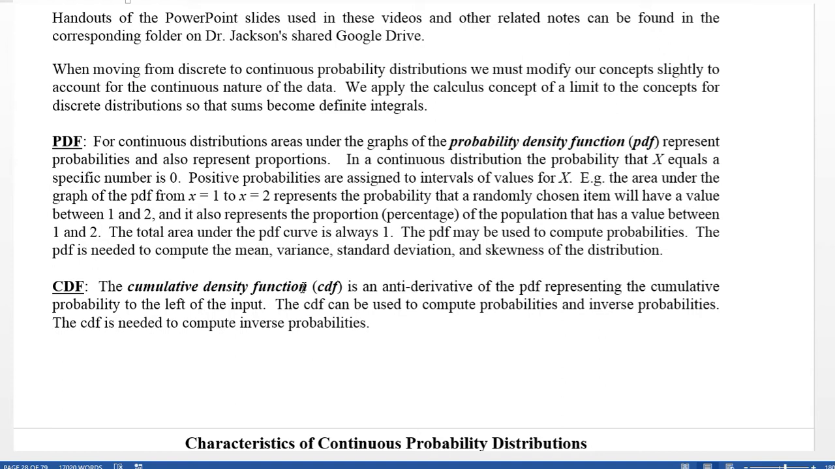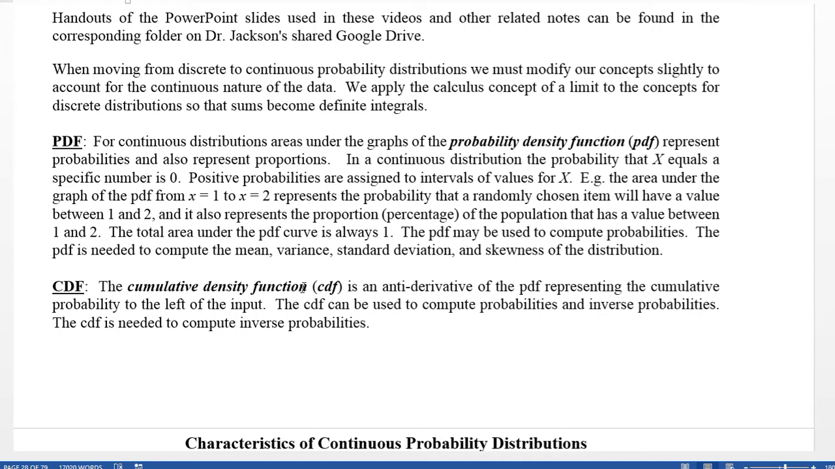So for example, the area under the graph of the PDF from x equals 1 to 2 and above the x-axis represents the probability that a randomly chosen item will have an x value that's somewhere between 1 and 2. Another way to say this is, it represents a proportion or percentage of the population that has a value between 1 and 2. The total area under the PDF curve is always 1, and the PDF curve can be used to compute probabilities by finding areas, which of course is going to involve integration. The PDF is needed to compute the mean, variance, standard deviation, and skewness of the distribution, which we'll talk about a little bit in a later video.